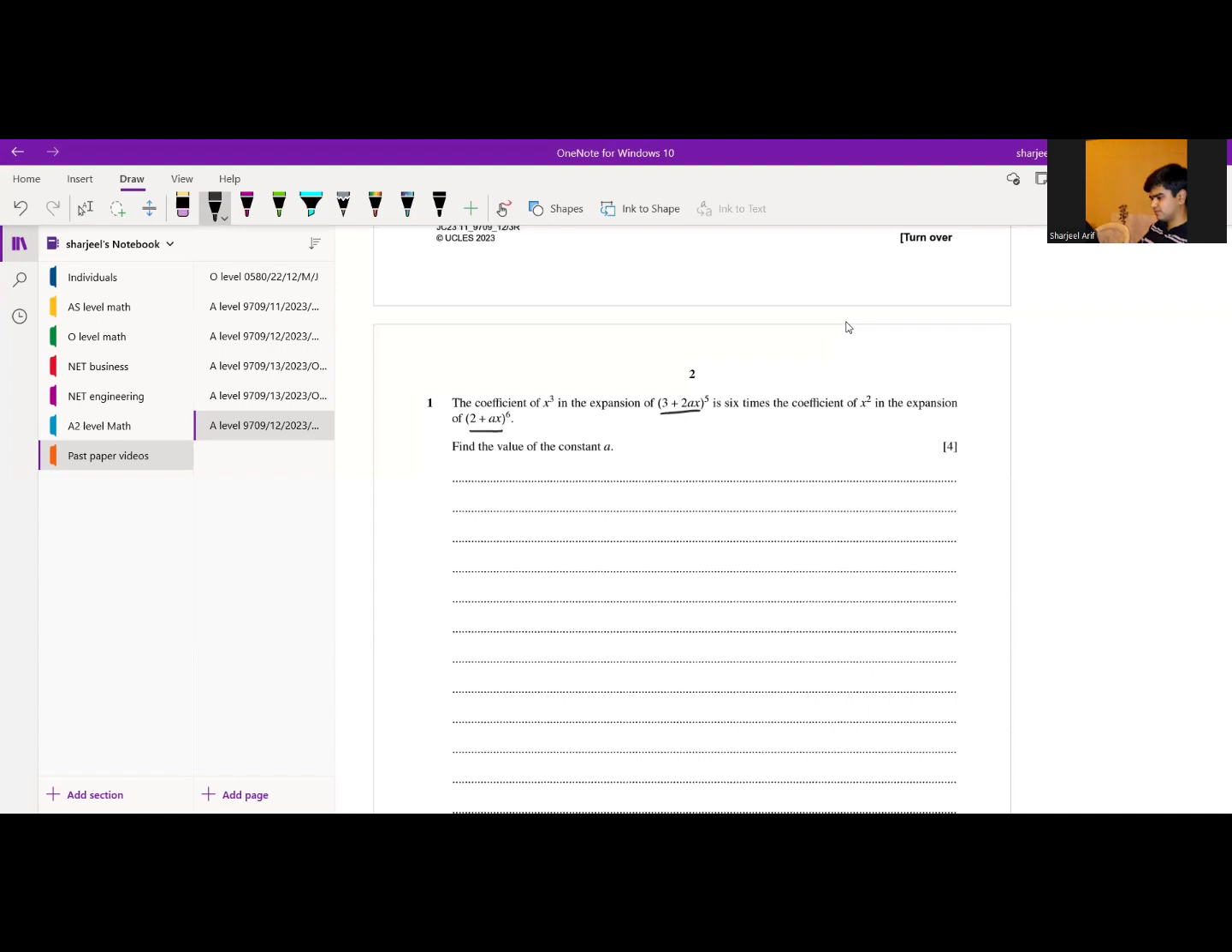expansion topic. So we will write the coefficient of x cube as 5C3 × 3^(5−3) × (2ax)^3. This will be equal to 6 × 6C2 × 2^(6−2) × (ax)^2. We will simplify it to get 10 × 9 × 8 a cube. This will be equal to 6 × 15 × 16 × a square.